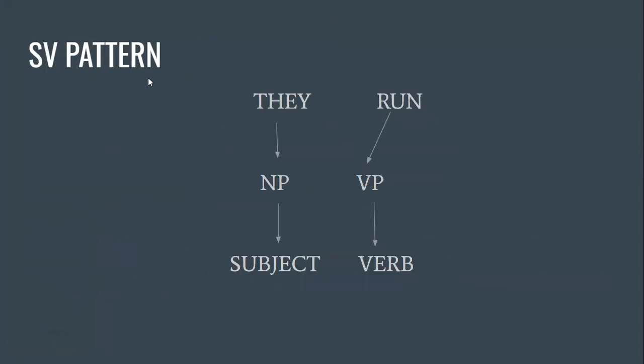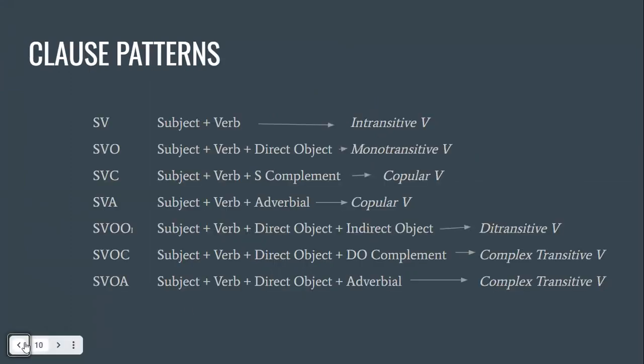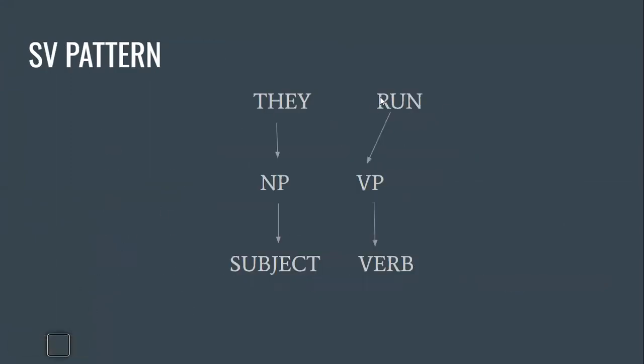The SV pattern, as I mentioned before, is made up of an intransitive verb, right? For example, run. So we have "they run" would be an SV pattern because we have "they," a noun phrase. We can say Mary and John, for example, and it is still a noun phrase, and "run," which is a verb phrase. So we have subject, verb, an SV pattern. Let's find the pen. Right, an SV pattern because we have a subject and a verb. And this verb is intransitive.